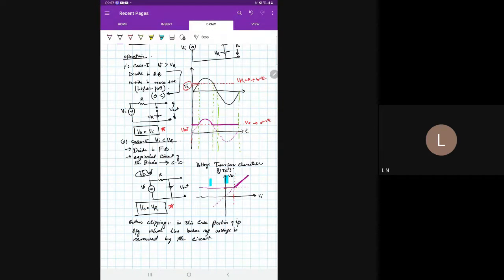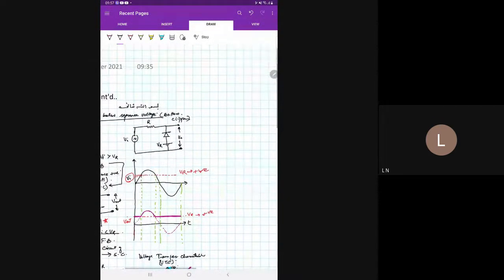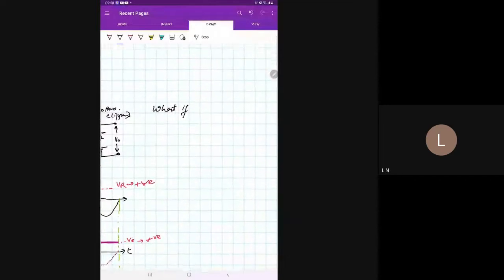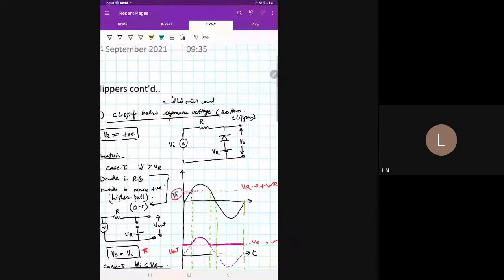So I was referring to VTC. Now see, if I will change reference voltage, what if VR is negative? VR is negative. अभी यहाँ रेफरेंस वोल्टेज थी पॉजिटिव.